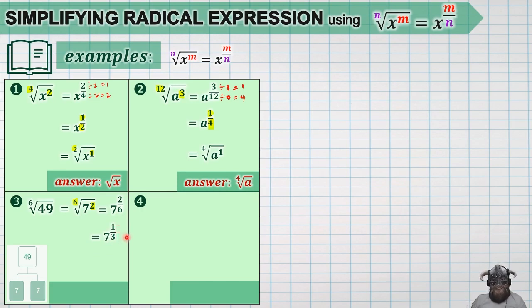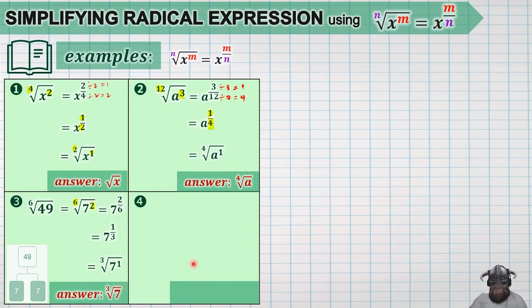Next, we'll try to make this back into a radical expression, making it the cube root of 7 raised to 1. So, for our final answer, pwedeng tanggalin na natin yung 1 na yan and make our answer just be cube root of 7. So, ganun lang kahit may numbers.